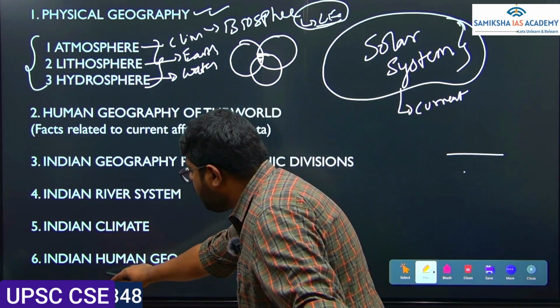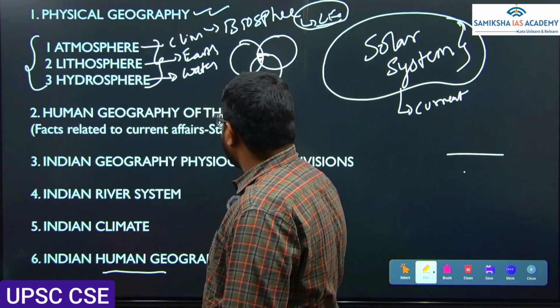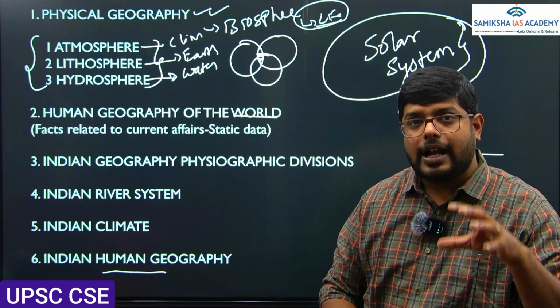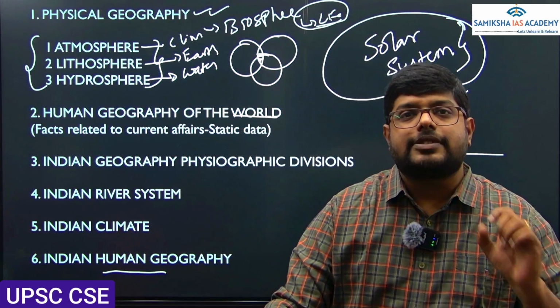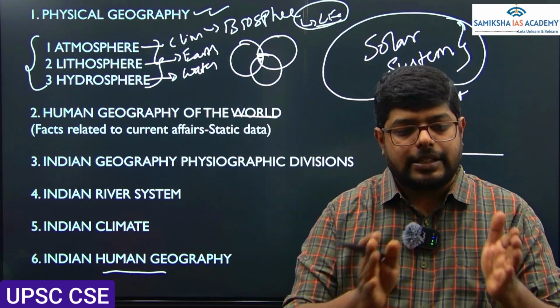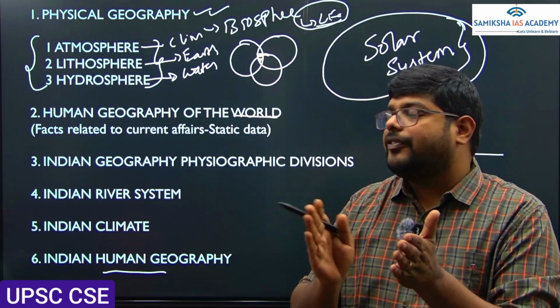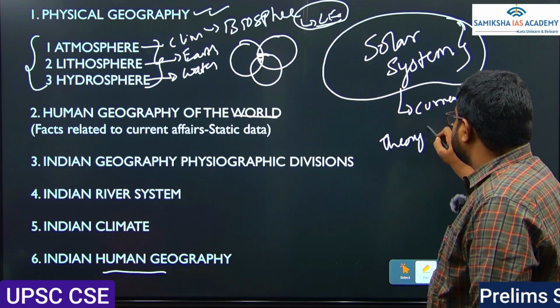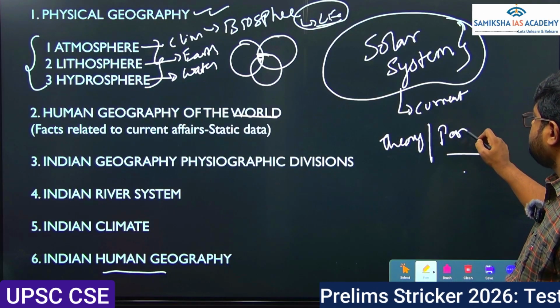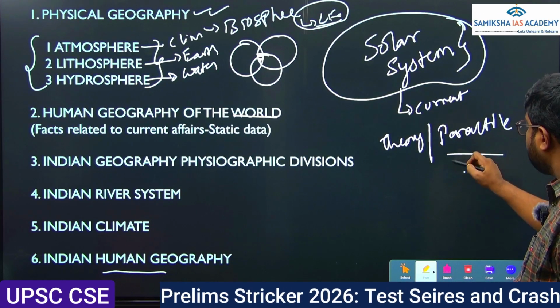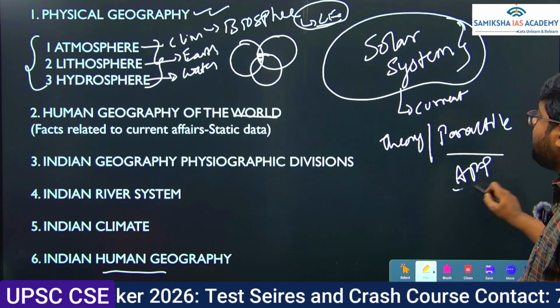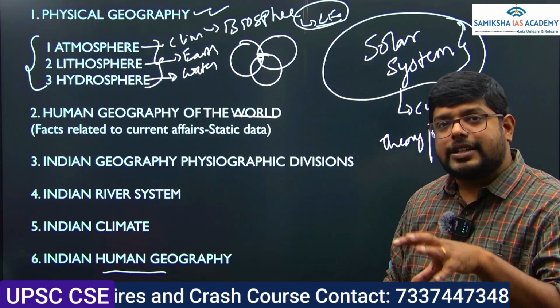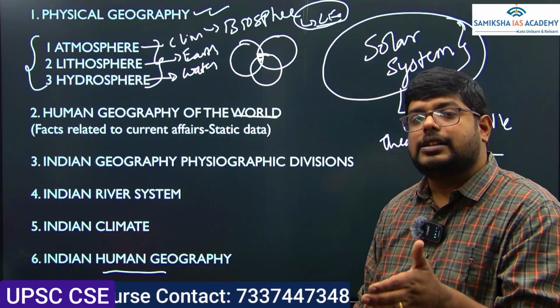Coming to human geography, it will be related to the world and also related to India. In human geography, questions will be related to current affairs. That means if I take 2 sets, one will be theory, the second will be practical. One will be theory, the second will be practical. This practical will be called the application part. So in physical geography we are reading the theory part.